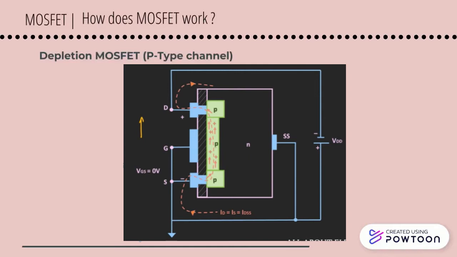When we apply a positive VGS, the holes are pushed toward the N-type substrate, and the electrons in the N-type will be attracted to the P-type channel. So the holes and the electrons will recombine as we increase the VGS, and the number of holes in the P channel will decrease, hence it will reduce the current flow.